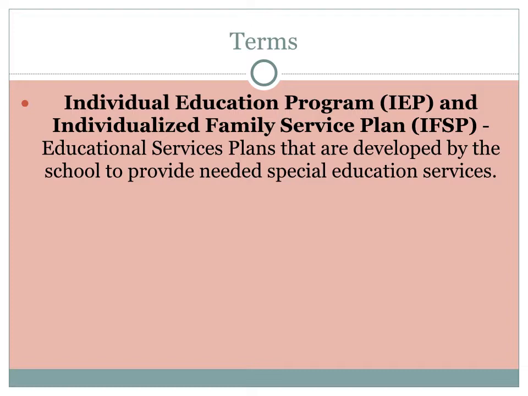Individual education program, known as an IEP, and Individualized Family Service Plan, known as an IFSP. These are educational service plans that are developed by a school to provide needed special education services for a child.